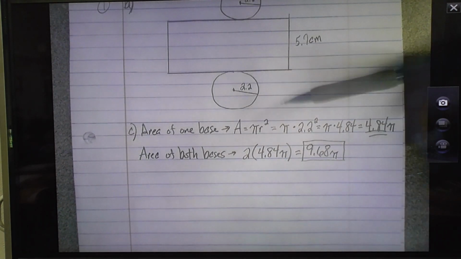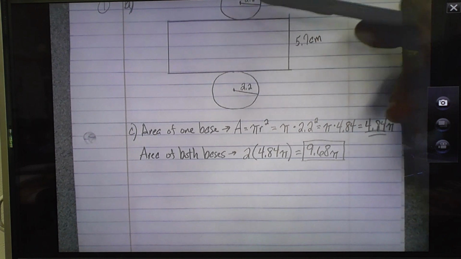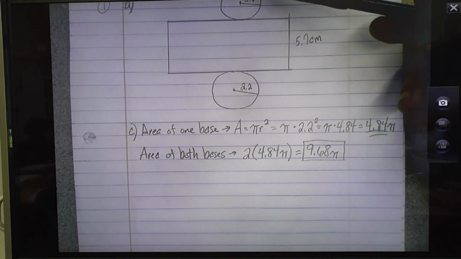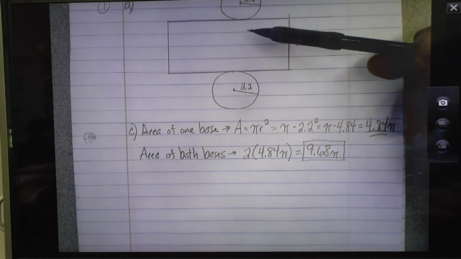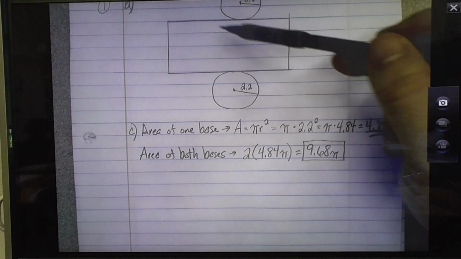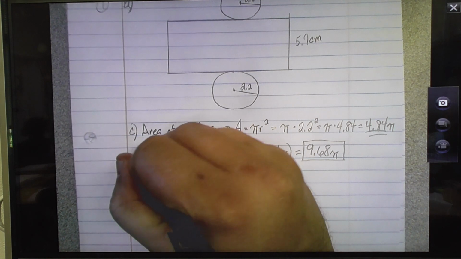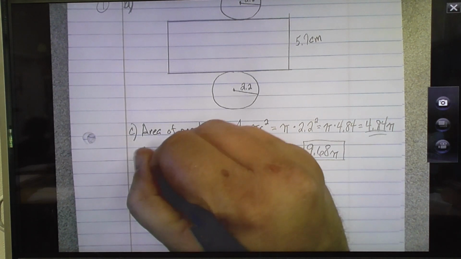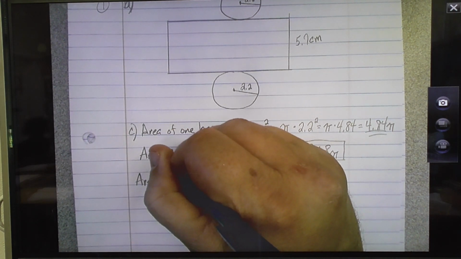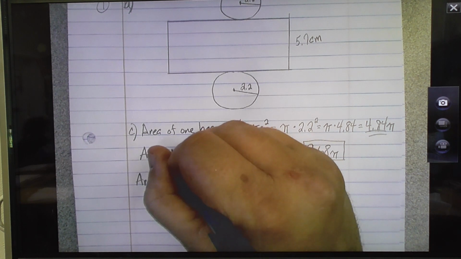So we just found the area of this thing, and we found the area of this thing. We put them together, right? So what's the only other thing I have to find the area of? The rectangle. I'm not going to say I need to find the area of my rectangle. I'm going to say I need to find the area of my surface.